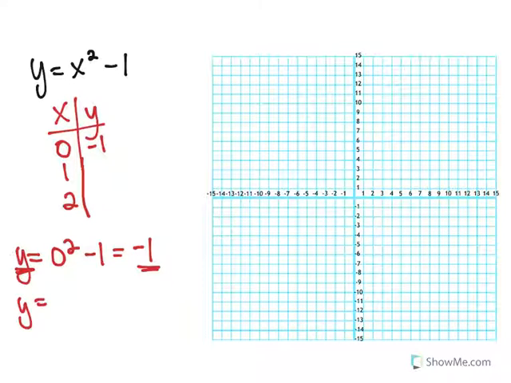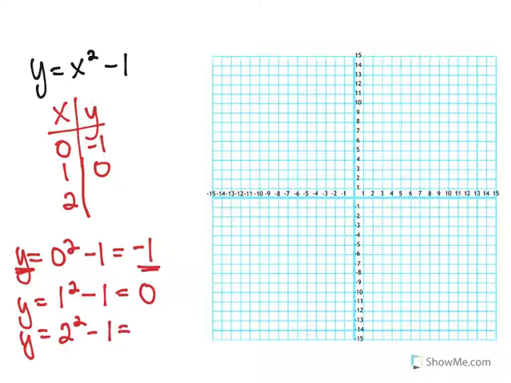Then I'm going to plug in 1 for my x, and I get 1 squared, which is 1 times 1 is 1, minus 1, which is 0. And then we're going to plug in 2: 2 squared minus 1 equals, 2 squared is 4, minus 1 equals 3.